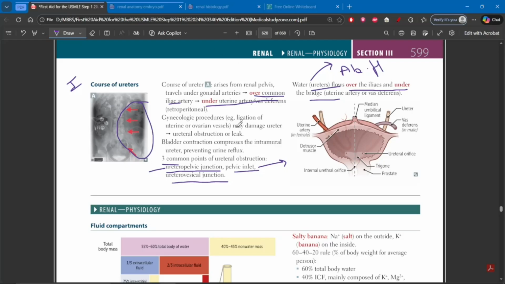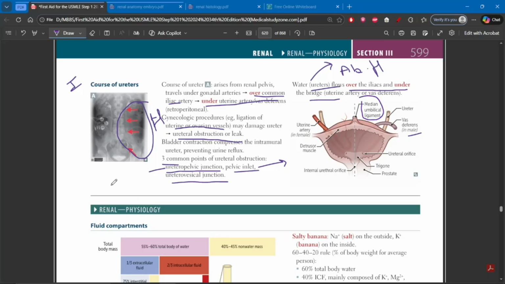And over here, they've also mentioned that gynecological procedures such as ligation of the uterine or ovarian vessels may damage the ureter, causing obstruction. So hysterectomy is also a part of this. So artery ligation or hysterectomy can damage the ureters and cause a leak, right? So that's what they've mentioned over here. Water under the bridge means the ureter is under the uterine artery in females and under the vas deferens in males, and that's basically it.